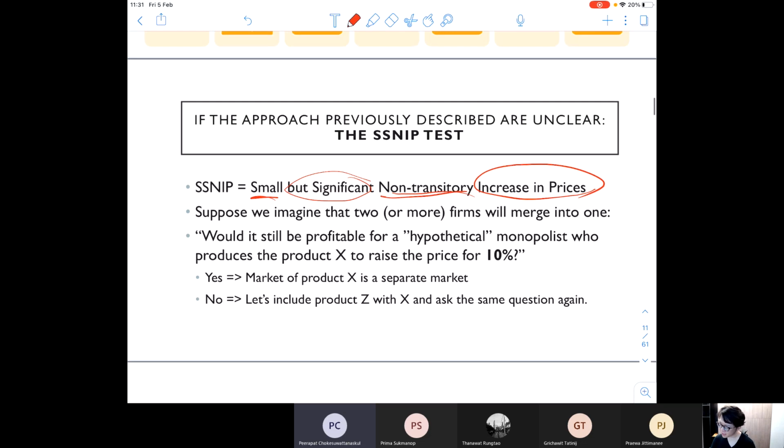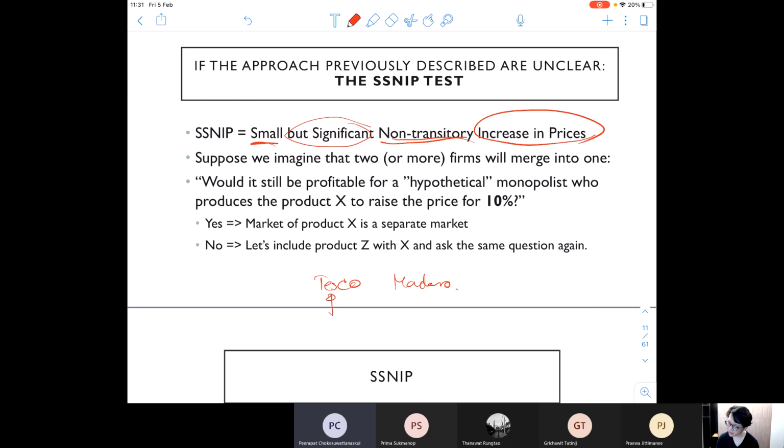So like in the case of Tesco, and let's say that I say that Makro is in the same market, right? You would say this: what if Tesco increased everything in its shop by 10%?